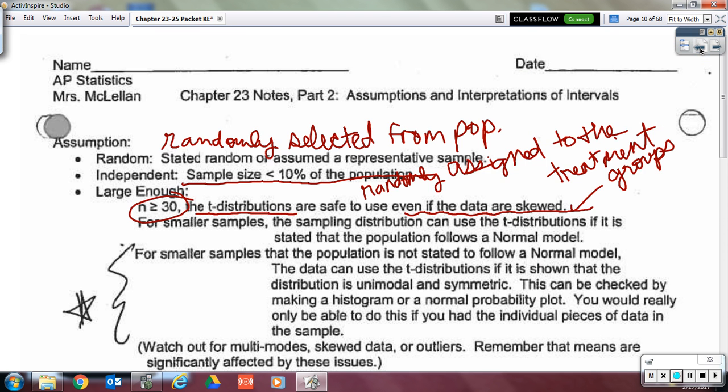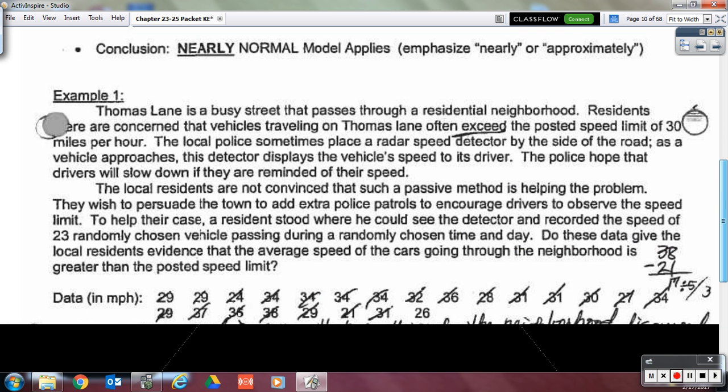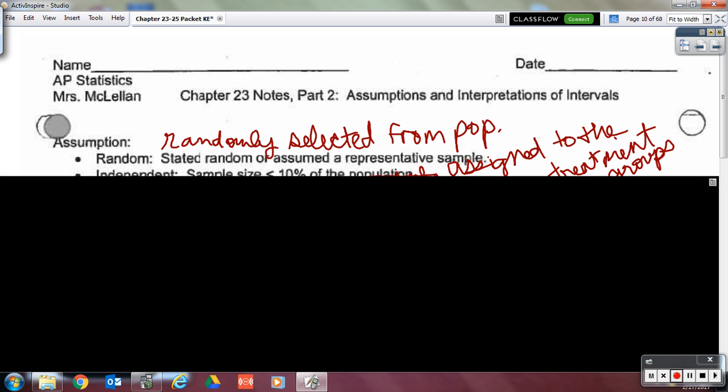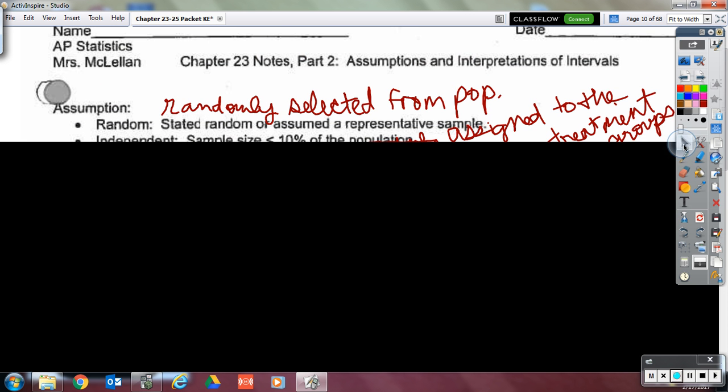Here we go. The bottom of this next page here, we have this situation where Thomas Lane is a busy street that passes through a residential neighborhood. Residents there are concerned that vehicles traveling on Thomas Lane exceed the posted speed limit of 30 miles per hour. The local police sometimes place a radar speed detector by the side of the road. Have y'all seen those radar speed detectors? Where they tell you how fast you're going? Do you like those? Do those make you slow down?